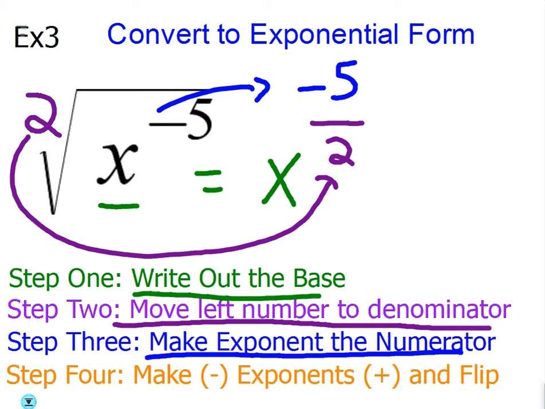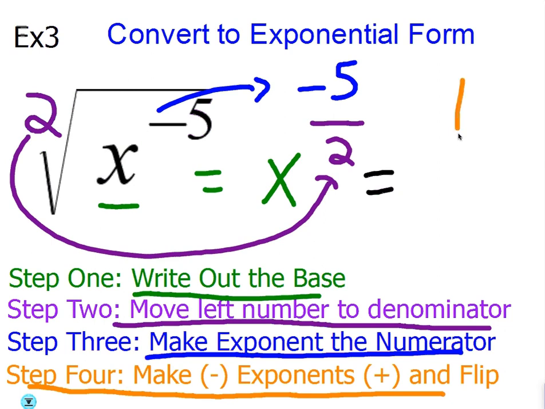And here's where step 4 comes into play. We got to take that negative exponent, make it positive, and put it on the bottom. So the answer is going to be 1 over x to the 5/2. So even with fractional exponents, you can make them positive, flip them, and put them on the bottom, and that's going to be your final answer.